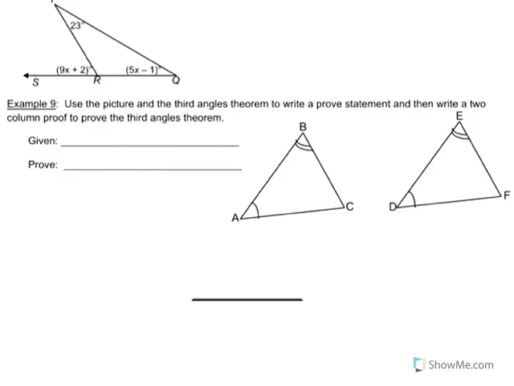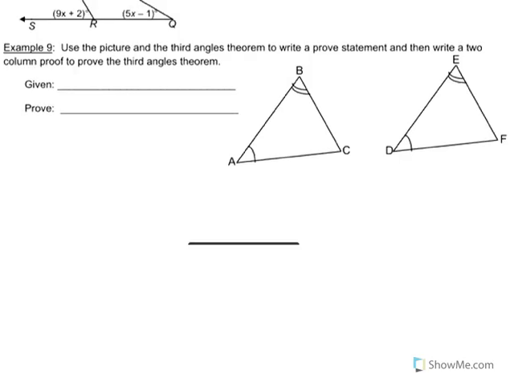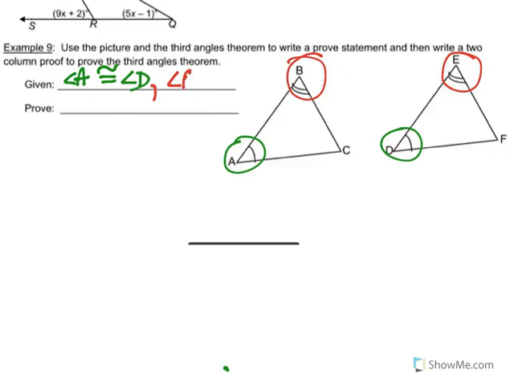Okay, so now I'm going to help you out on this next problem a little bit. It says use the picture and the third angles to write and prove a statement, and then write a two-column proof. So first of all, let's look at what we're given. Let's look at the pictures. We know from these markings right here that angle A is congruent to angle D. And we know because of these markings right here that angle B is congruent to angle E.